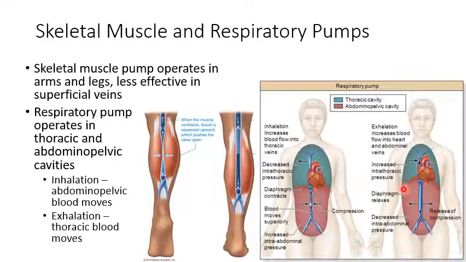When you exhale, the diaphragm relaxes, it goes back to its original position, curving up into the thoracic cavity. That means that the thoracic cavity volume goes down, the abdominal pelvic cavity volume goes up, and pressure will go down in the abdominal pelvic cavity, and it'll go up in the thoracic cavity when that thoracic volume goes down. So now it's the thoracic veins that are getting squeezed and blood is being pumped in the thoracic cavity instead. So inhalation, abdominal pelvic blood is moving. Exhalation, thoracic blood is moving.